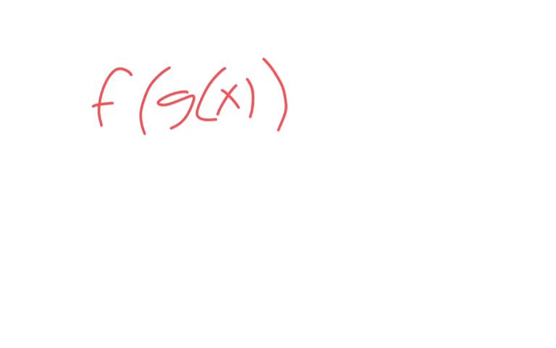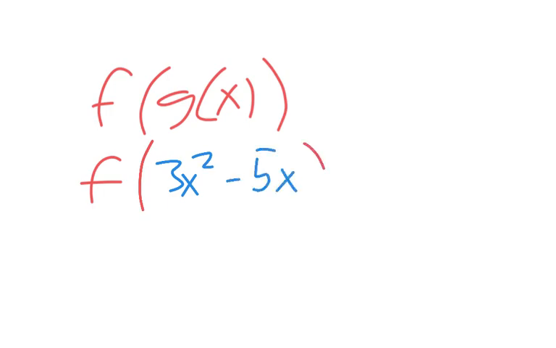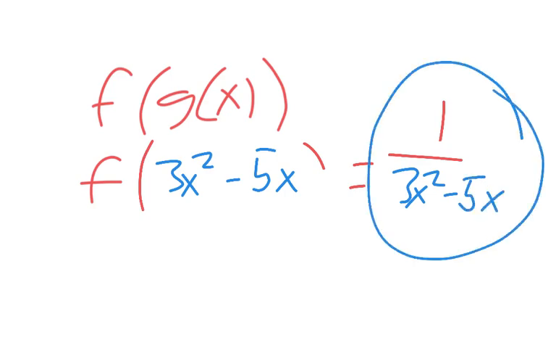Yeah, so very quickly, if we had to do it the other direction, we don't have to, but... Here we go. We're not asked to find f of g of x, but what if I had to find f of g of x? That means I would be plugging in g of x, which is 3x squared minus 5x, into function f. That's 1 over, where there used to be an x, I'm now going to put 3x squared minus 5x. That would be the composition.